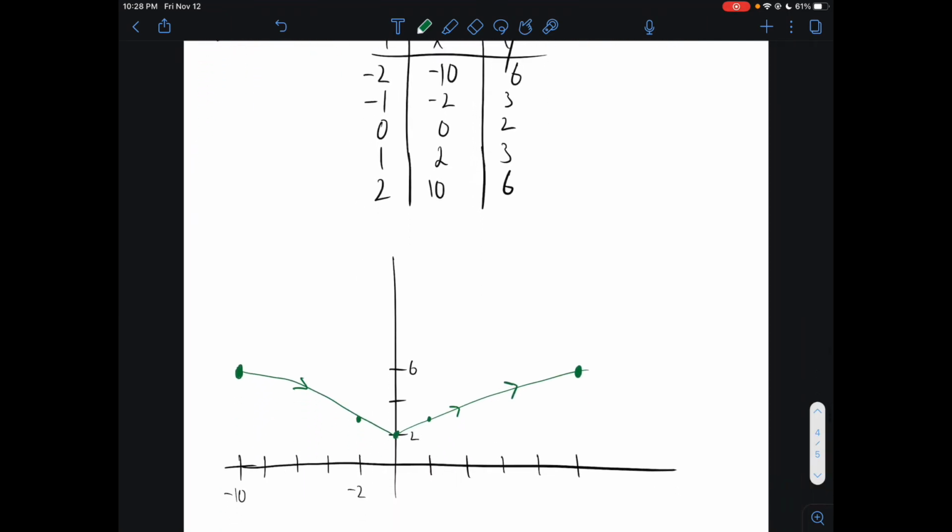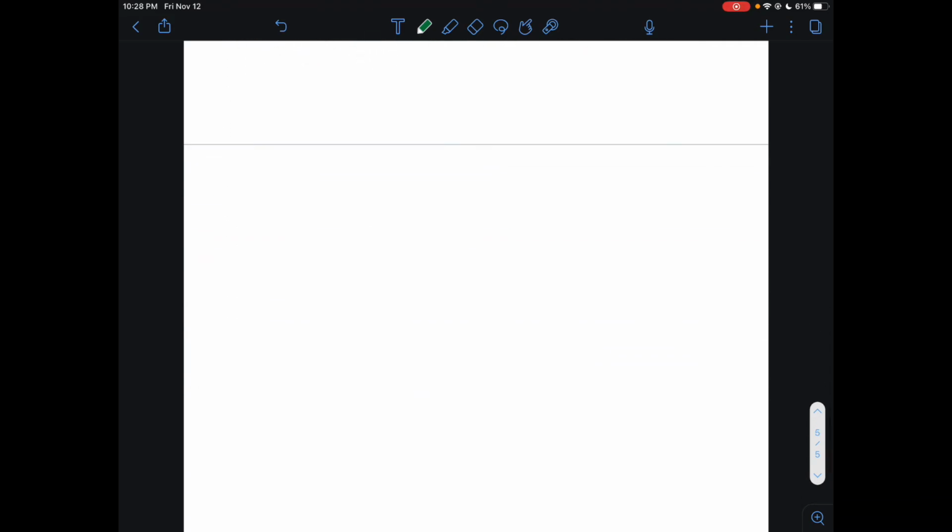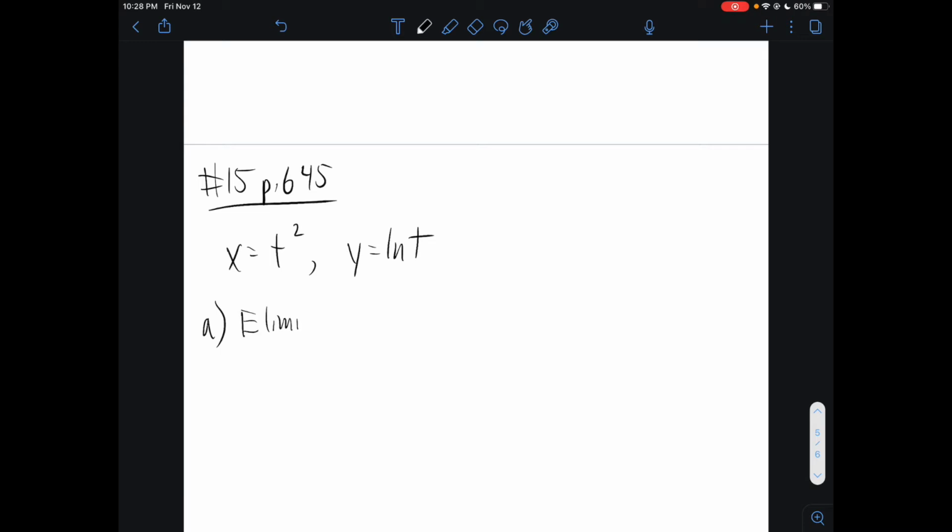All right, and then finally, let's look at one other problem. Number 15. This one we are given x is equal to t squared and y is equal to the natural log of t. We want to first, in part A, eliminate the parameter to find a Cartesian equation.